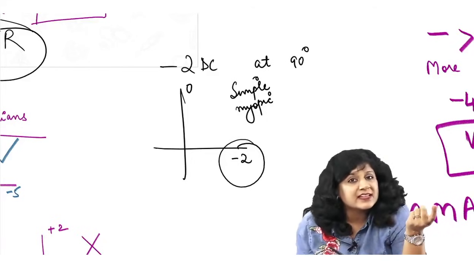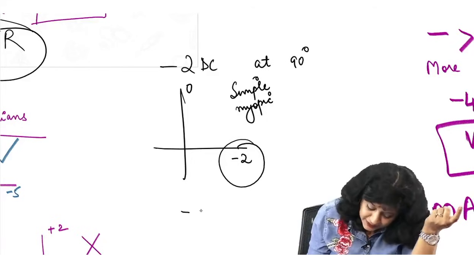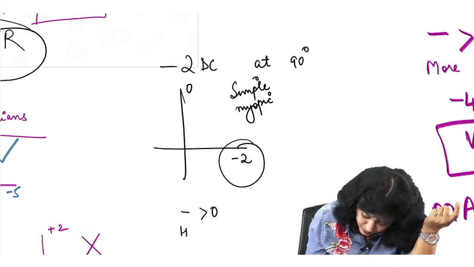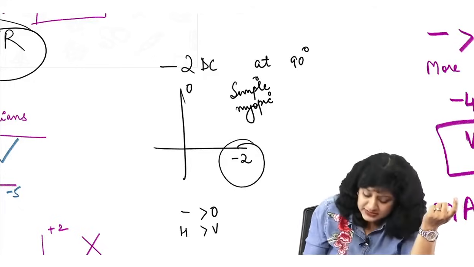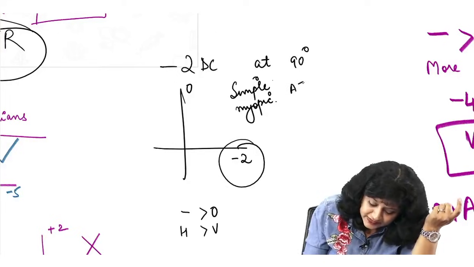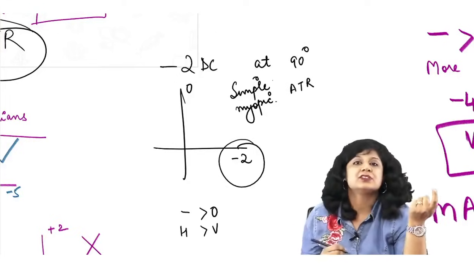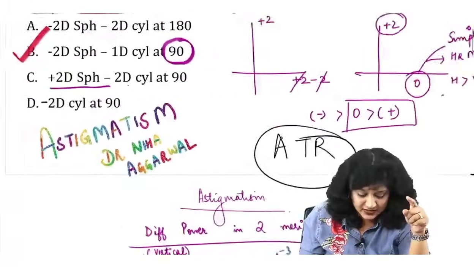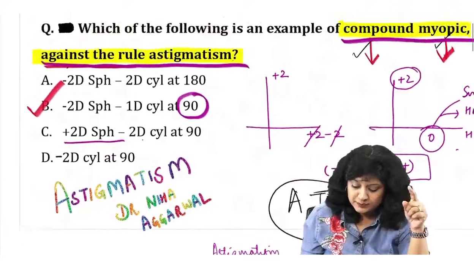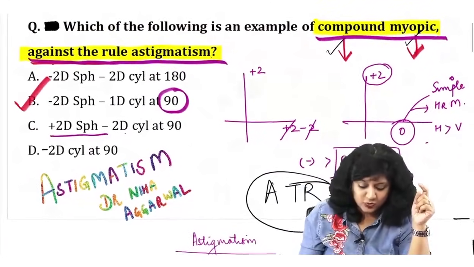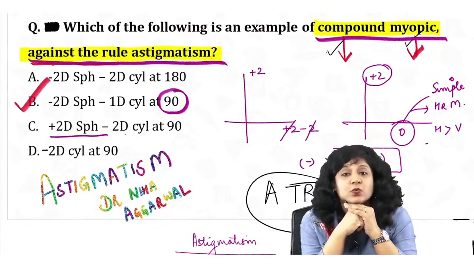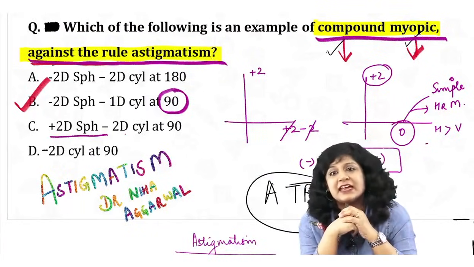With the rule or against the rule? Now minus power is more than 0 power, so this is horizontal more than vertical. So this is simple myopic against the rule astigmatism. But what were you told? Compound myopic against the rule. So your compound myopic against the rule astigmatism is -2 diopter spherical with -1 diopter cylinder at 90 degree.